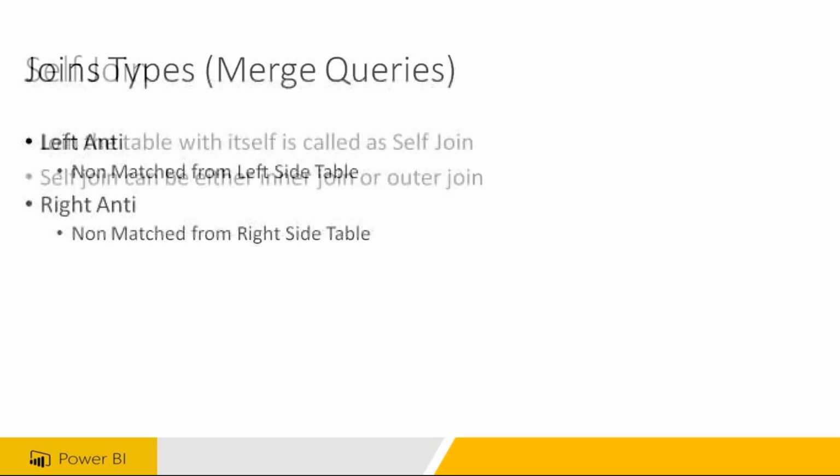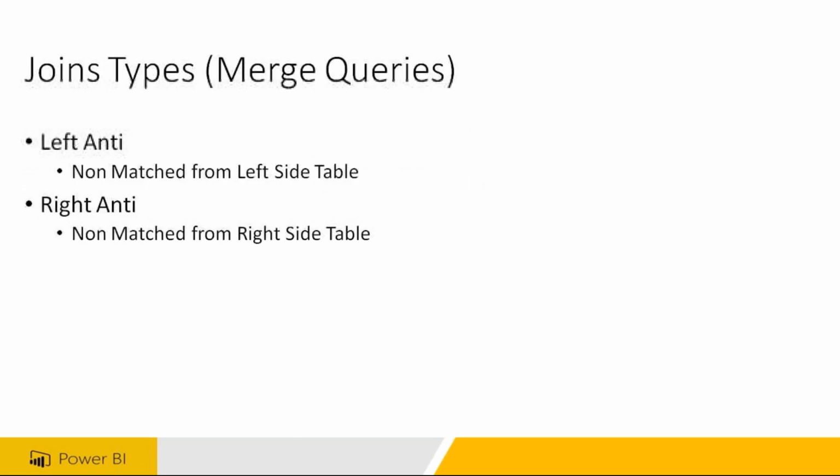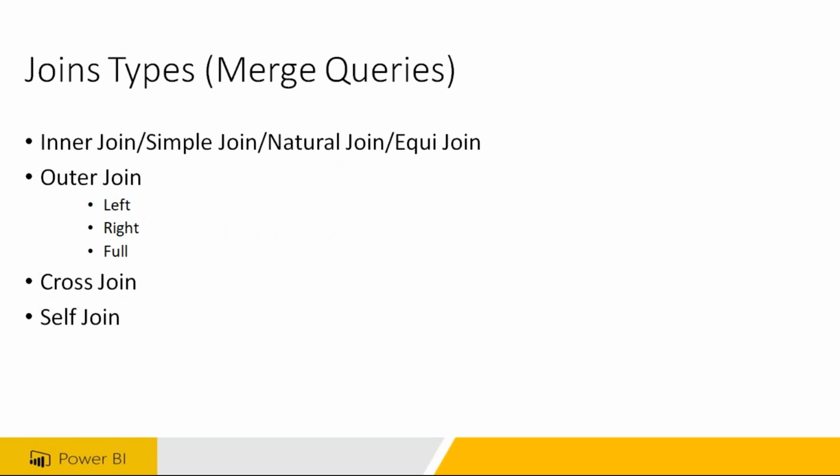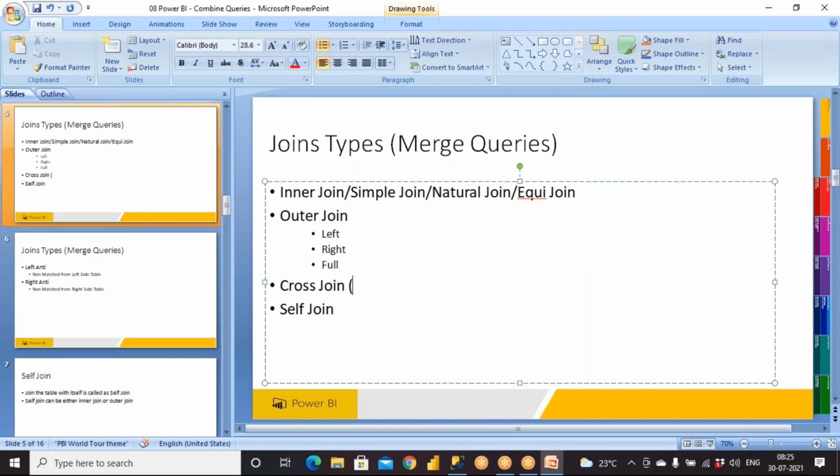And today let us discuss self join. And before that, let us talk about cross join. What is a cross join? Cross join means it is called a Cartesian product. Let us understand what is a cross join.